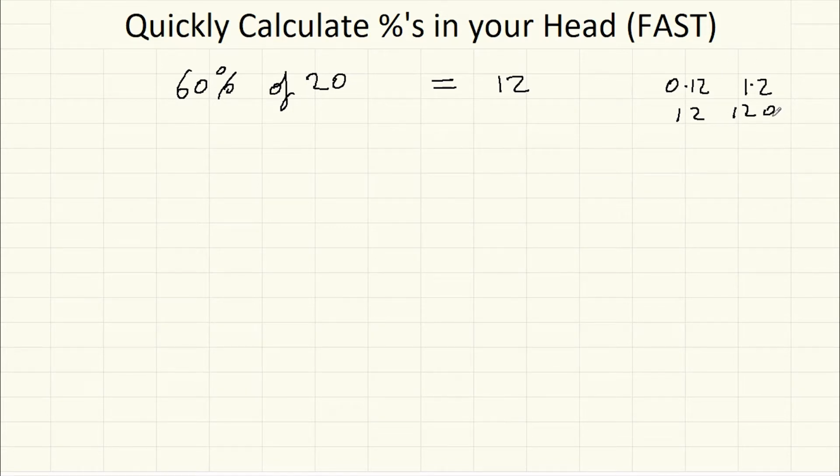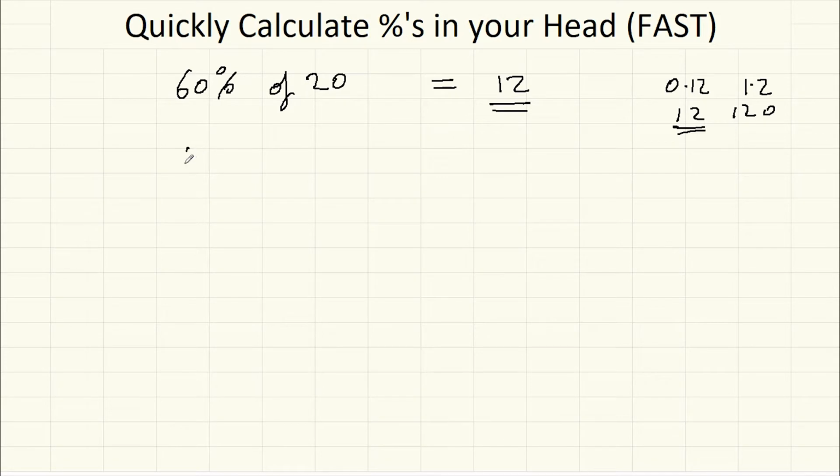And the easiest way to do that is to look at the original question and just do an approximation. 60% is about half. What's half of 20? Well, it's 10. So which one of these is closest to 10? Well, it's 12. So the answer is, in fact, 12.